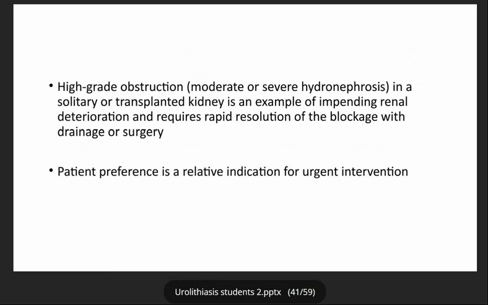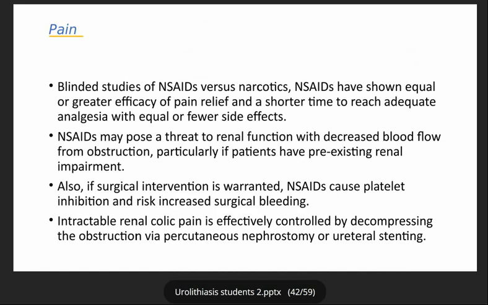As I mentioned, if there is a high-grade obstruction, like moderate or severe hydronephrosis, or if there is a solitary kidney, or if there's an increase in creatinine, you have to do urgent intervention for the patient. So we'll speak now about the management. For pain, you have to manage the pain with non-steroidal anti-inflammatory drugs, but you have to be careful. What are the contraindications for non-steroidal anti-inflammatory drugs? Acute kidney injury. So you have to look at the creatinine.